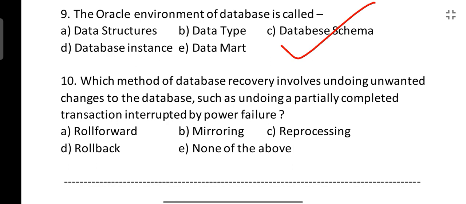And the last question is, which method of database recovery involves undoing unwanted changes to the database, such as undoing a partially completed transaction interrupted by power failure? Yeah, it is asking about undoing the changes. So the correct answer will be rollback. We know commit and rollback. Commit is a permanent change and rollback is to roll back the changes. So these were the 10 questions.